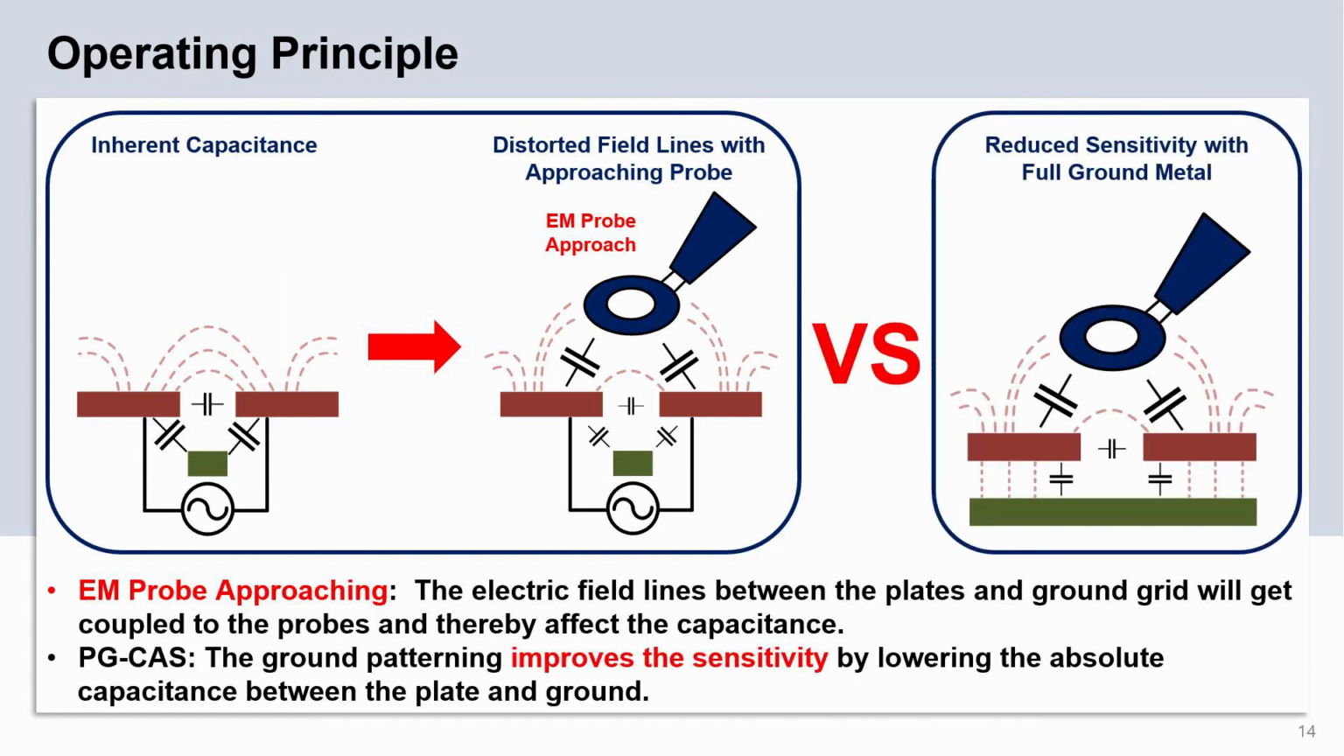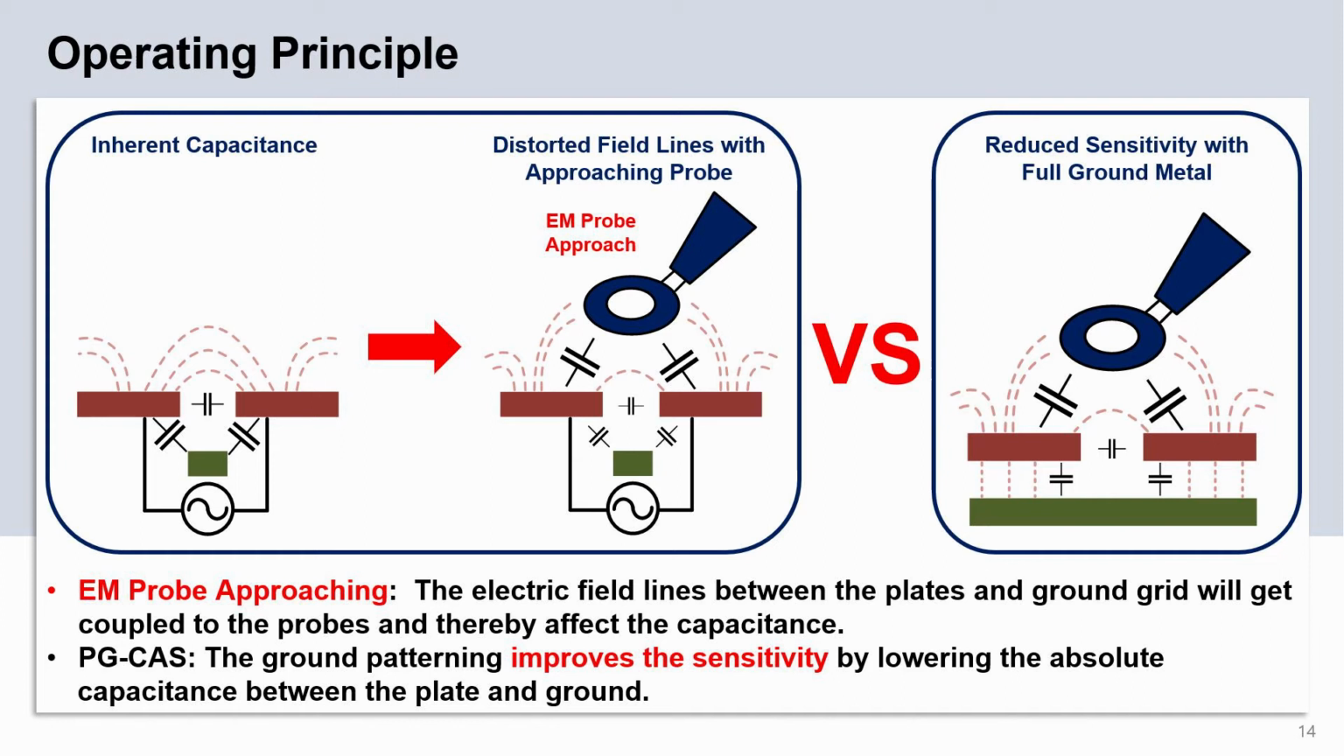Let's talk about patterned ground more. In CMOS integrated circuit technology, the ground grid always exists, and any metal plates and the ground grid would form a capacitance. If the ground metal covers the whole metal plate area, strong electric field lines are formed. Since these field lines are not affected as much by an approaching probe in the surrounding environment, it would lead to degradation in sensitivity.